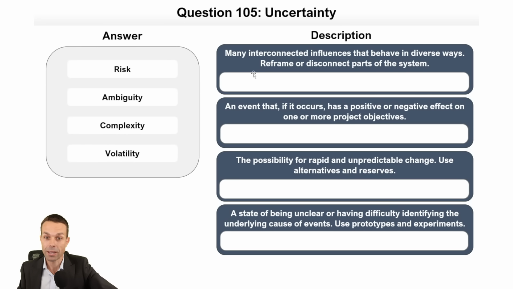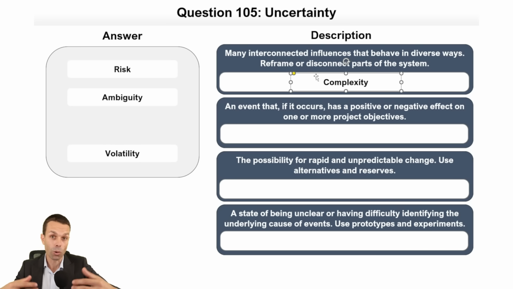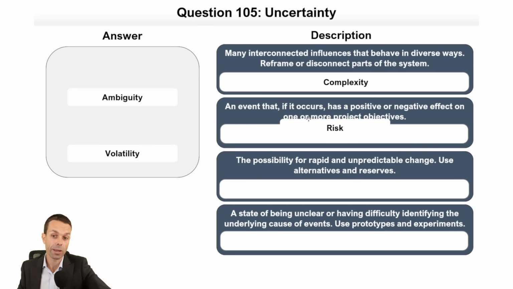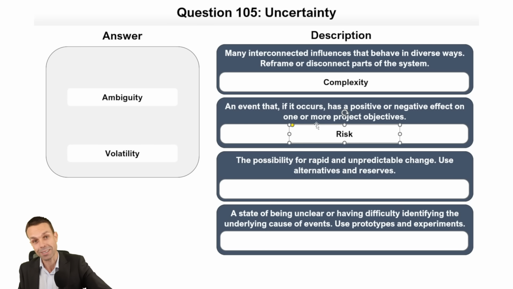Uncertainty. Many interconnected influences that behave in diverse ways; reframe or disconnect parts of the system. Okay, I do love VUCA, or volatility, uncertainty, complexity, but what is this one? Many influences. This one I think is complexity, because it makes things complex and we decouple it to make it more simple. Exactly. So an event that, if it occurs, has a positive or negative effect on one of the project objectives, that is risk, because we can have threats or opportunities in risk.